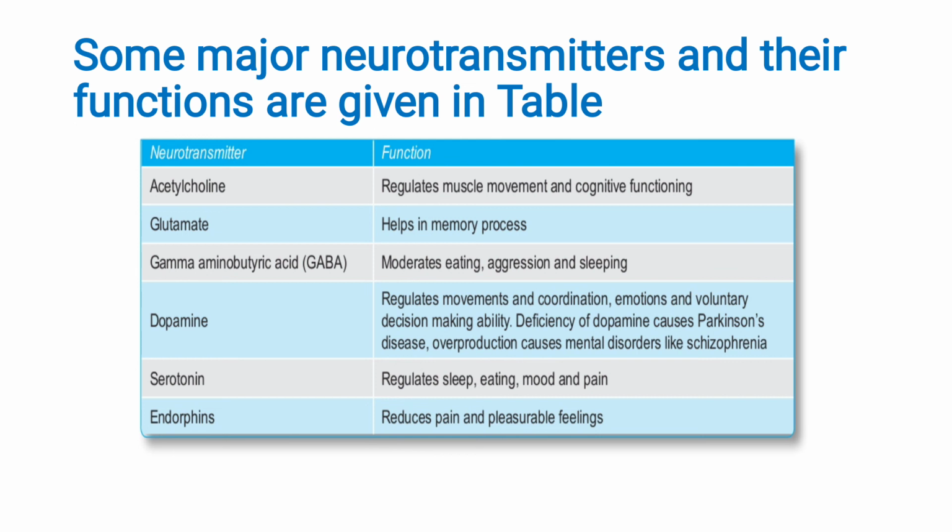So acetylcholine regulates muscle movement and cognitive functioning. Glutamate helps in memory process. GABA, that is gamma aminobutyric acid, moderates eating, aggression and sleeping. Dopamine regulates movements and coordination, emotions and voluntary decision making ability. Deficiency of dopamine causes Parkinson's disease. Overproduction causes mental disorders like schizophrenia. Serotonin regulates sleep, eating, mood and pain. Endorphins reduce pain and produce pleasurable feelings.